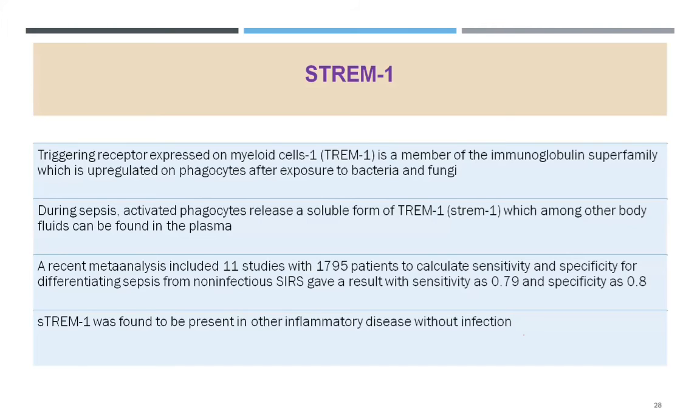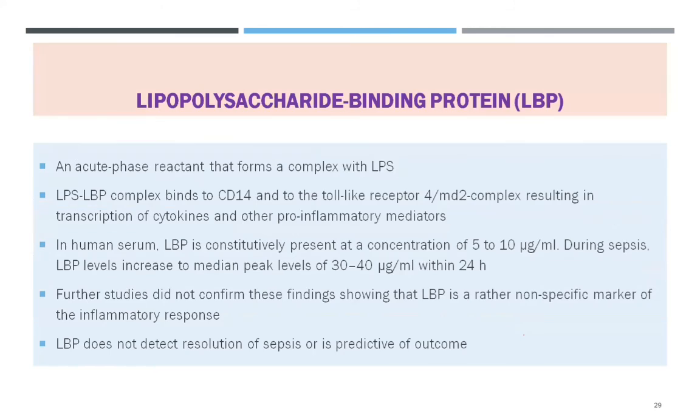It's a very good sensitivity and specificity. However, it has also been found in other inflammatory diseases without infection. Another biomarker is lipopolysaccharide binding protein. It is an acute phase reactant protein that forms a complex with lipopolysaccharide, which is an endotoxin released from gram-negative organisms. Lipopolysaccharide and lipopolysaccharide binding protein bind to CD14 and to toll-like receptors on the immune cells, resulting in the transcription of cytokines and other pro-inflammatory mediators.